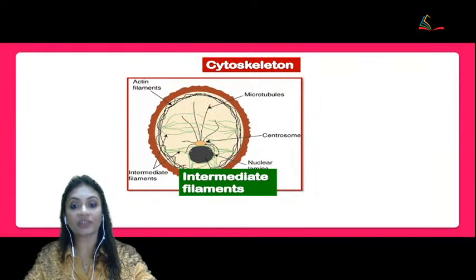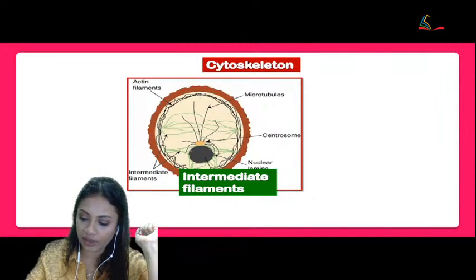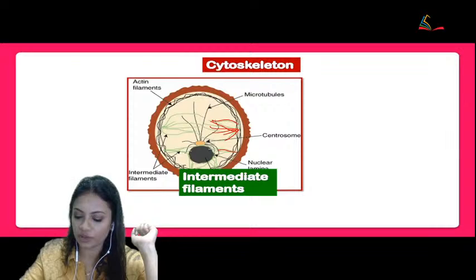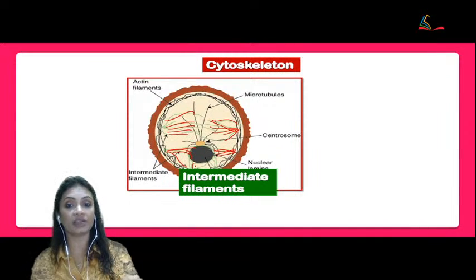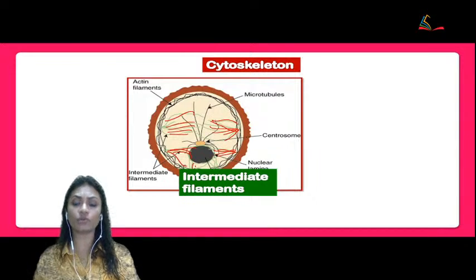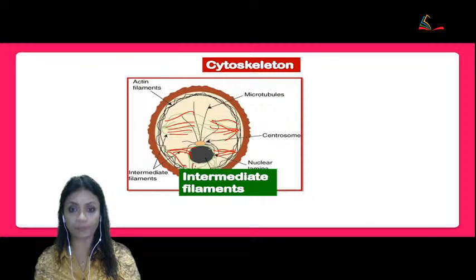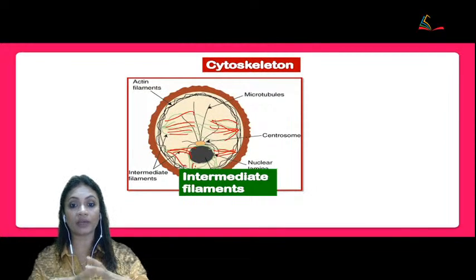Now, coming to the third part of the cytoskeleton. Can you see these green colored structures here? All of these green colored structures that you are seeing are called intermediate filaments. What are they called? They are called intermediate filaments. Can you see how these intermediate filaments fill in inside the whole cytoplasm, so that the cytoskeleton is actually spread throughout?